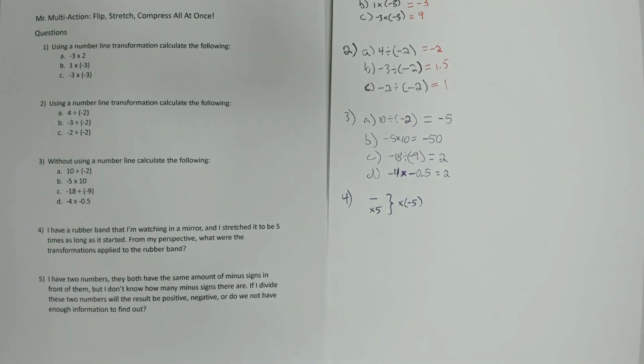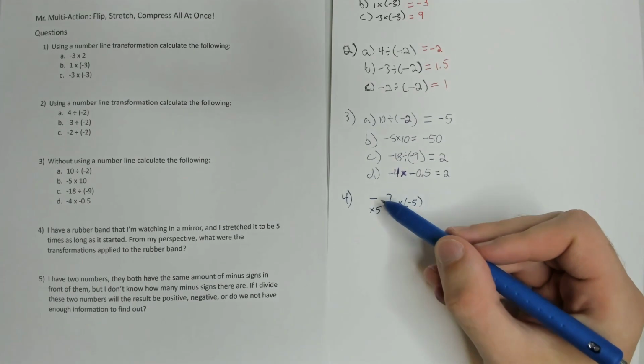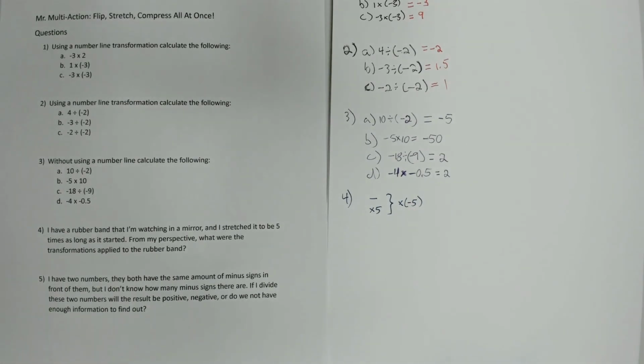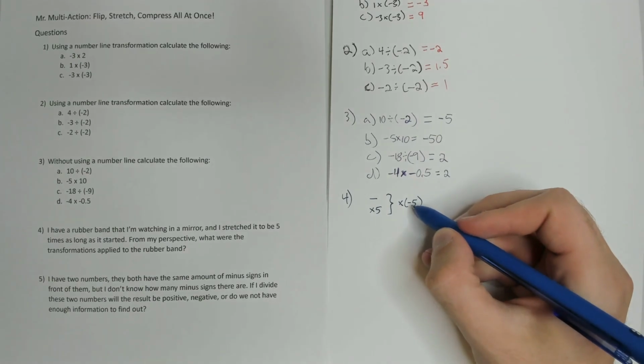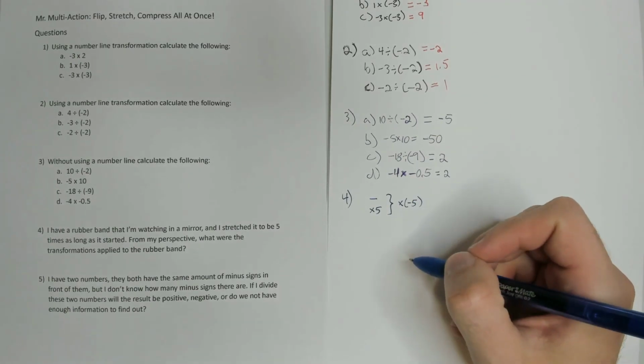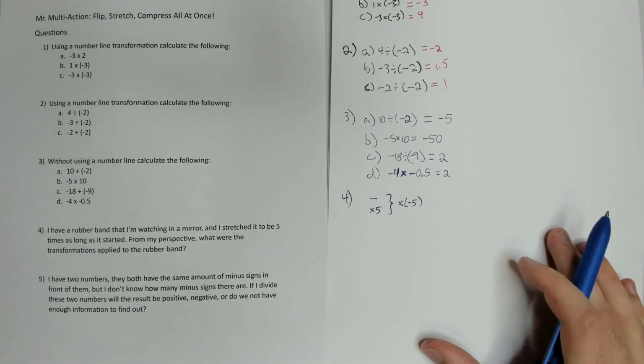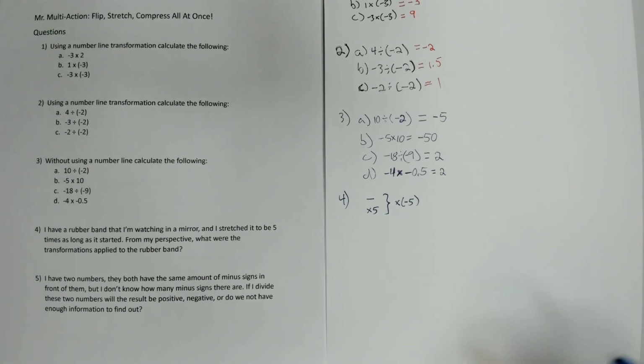So if we think about looking at us stretching a rubber band in the mirror, we're basically looking at us applying, like, times negative 5 to that rubber band. The negative being the reflection in the mirror, and the multiplying by 5 being the actual stretching occurring. All right, so that's kind of an interesting perspective you can think on, like real world transformations.